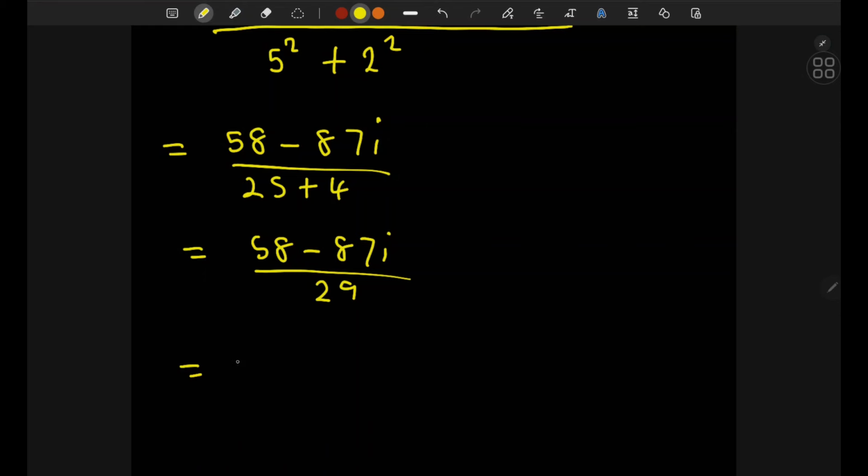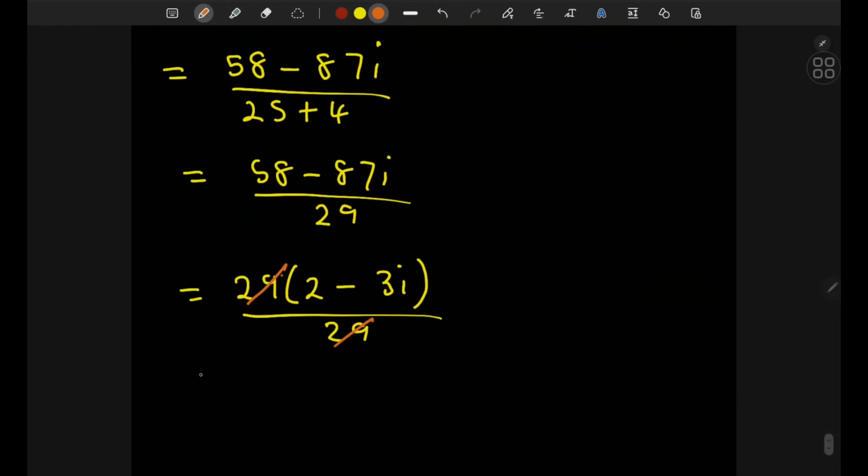25 plus 4. Then we can factor on the numerator there. What's common is 29, so that we remain with 29 into 58 is 2, minus 29 into 87 is 3, so I have 3i there, over 29. Then the 29s can divide, leaving us with just 2 minus 3i, and our answer is already in standard form, so we leave it there. So that's basically how you'll be doing any question on division of complex numbers.